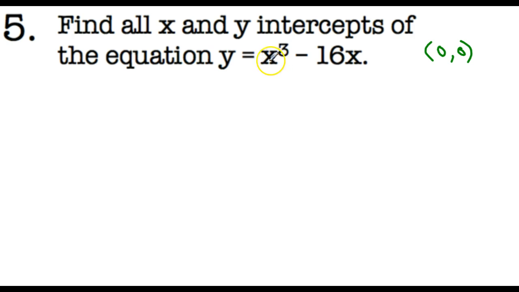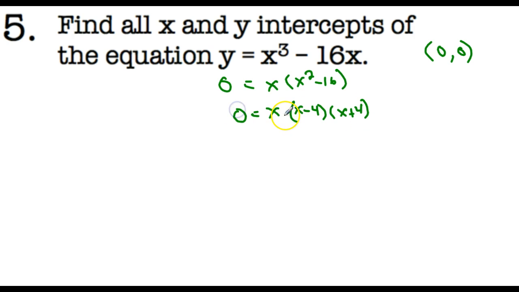And now, just like the other one, if you put 0 in for y, you're going to have to factor this. So 0 in for y, and when we factor, we pull out an x, we get x squared minus 16. And then factoring x squared minus 16, that's a difference of squares. We get x minus 4 times x plus 4 times x. And so each one of these we have to set equal to 0 like we did in the last one. So either x is equal to 0, x minus 4 is equal to 0, or x plus 4 is equal to 0.